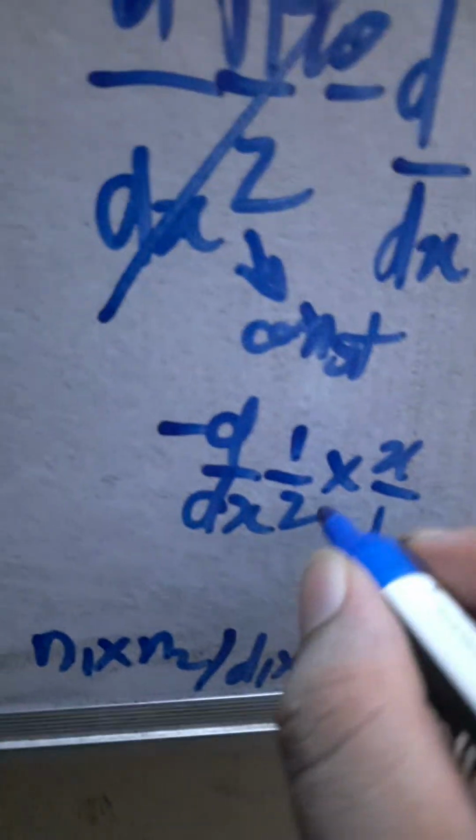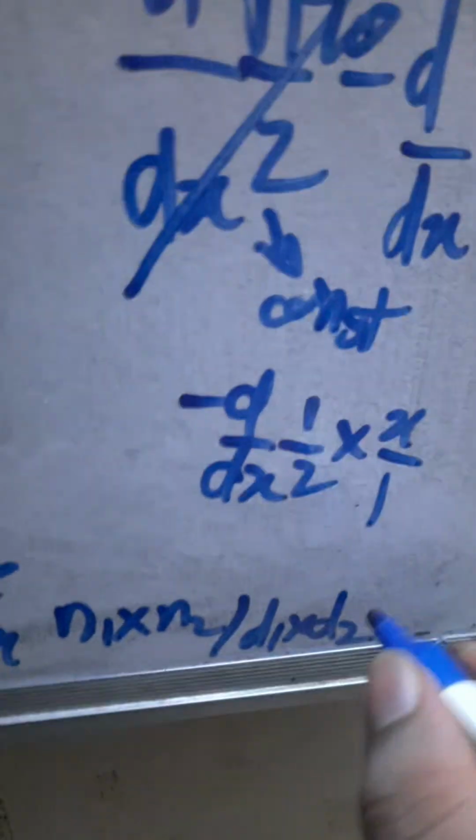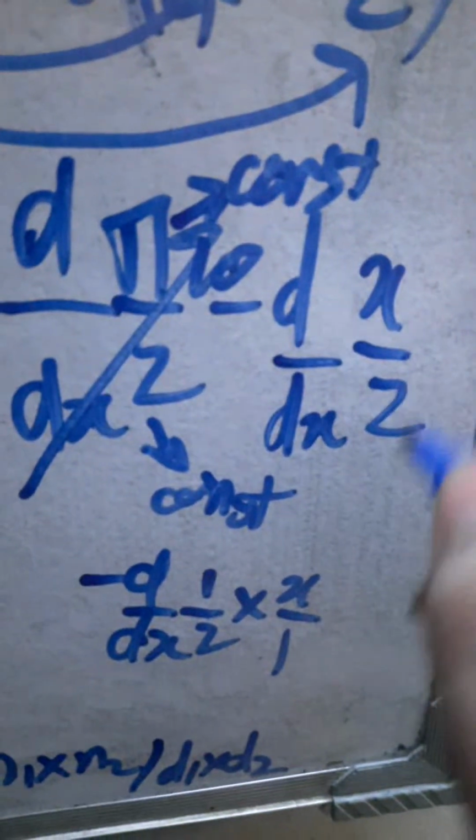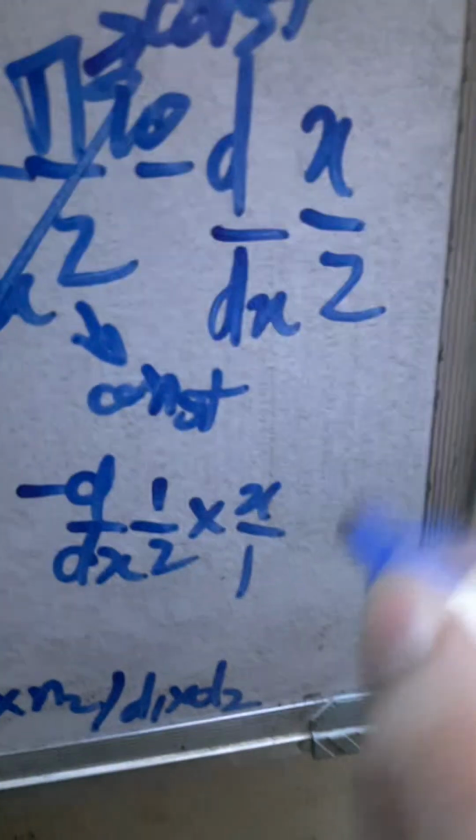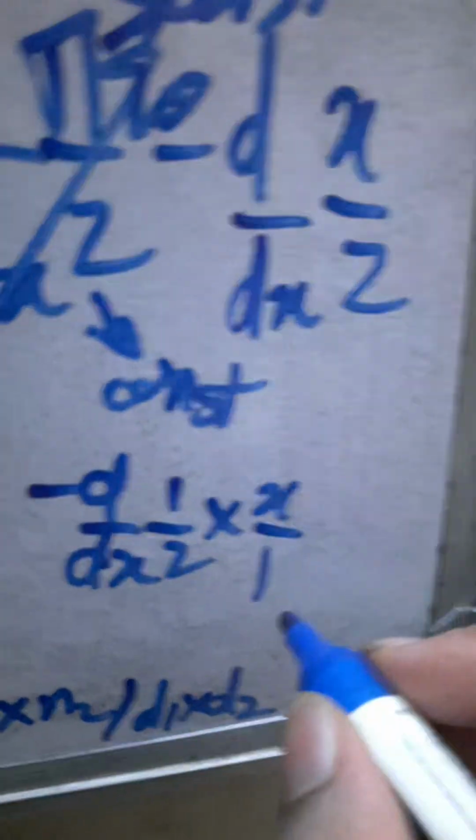So half. So this is half. See, if I multiply x into one, it is x. Two into one is two. So I can get my original x by two. The question didn't change, so it is correct. X by two is equal to this.